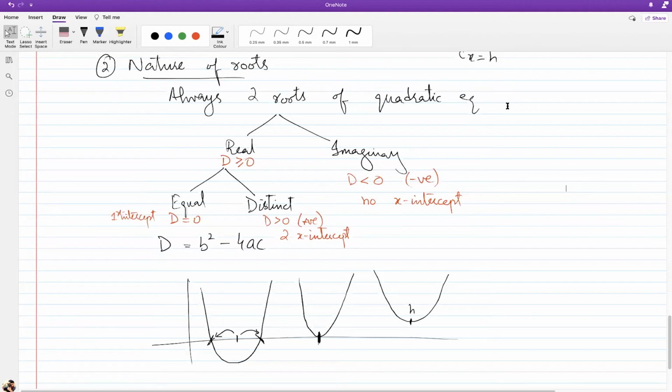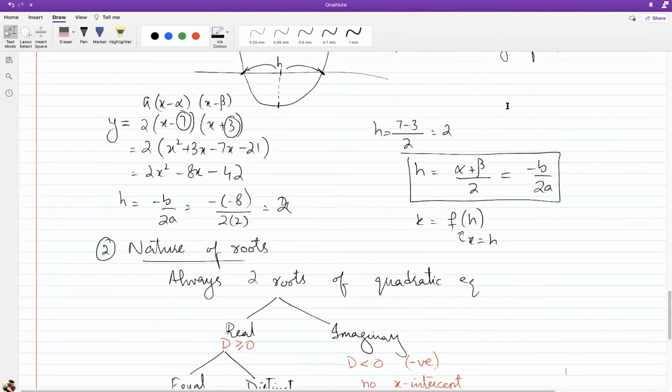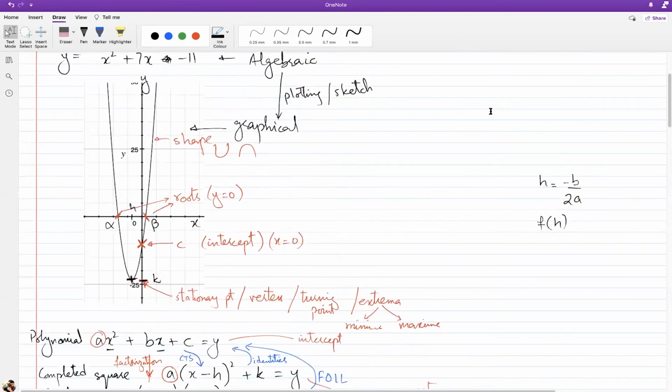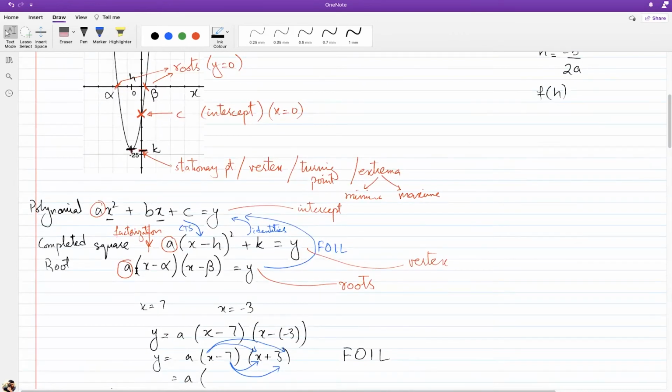Okay, so this is all you need to know about quadratic equations for maths. You need to know that quadratic equations come in three different forms. The forms are polynomial, completed square, and root. Each form has its own advantage when it comes to graph. Polynomial gives us the intercept, completed square gives us the vertex, roots give us the root. And then we can use these roots to find completed square.